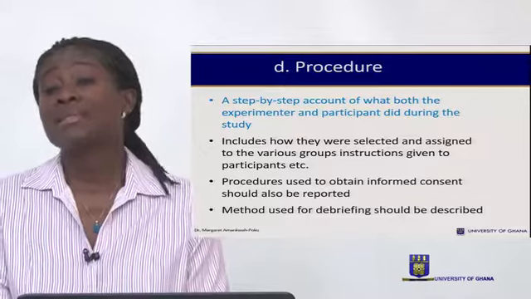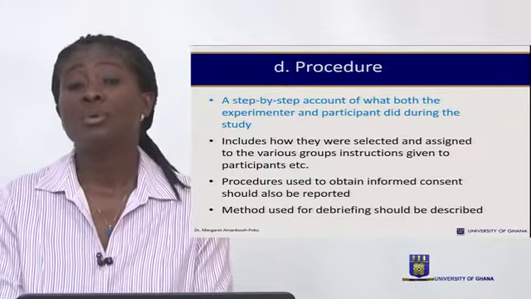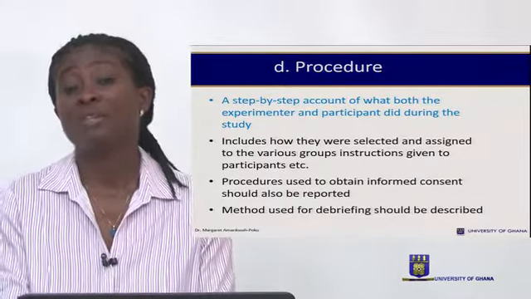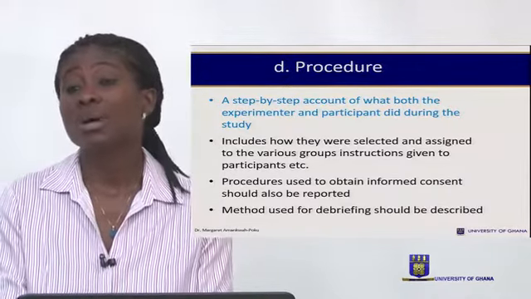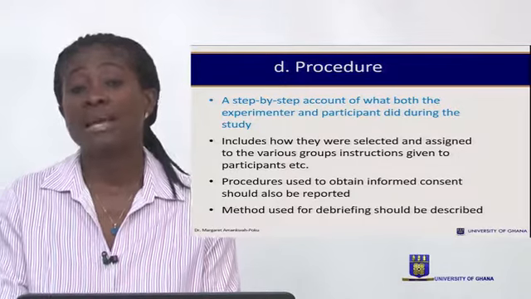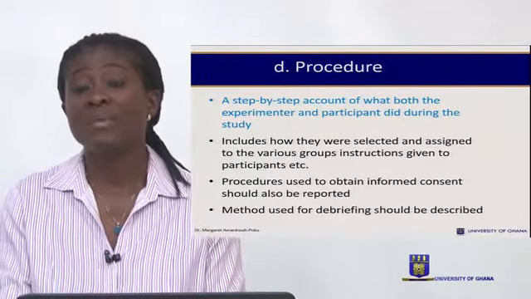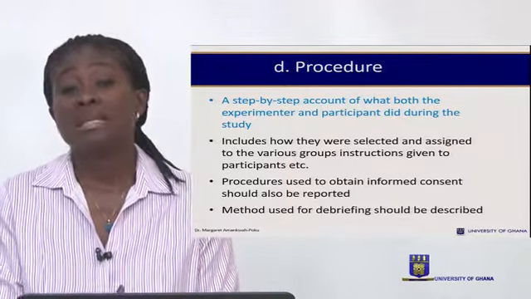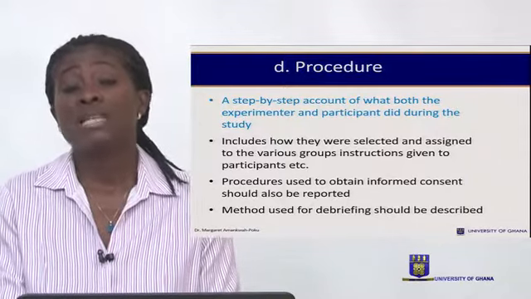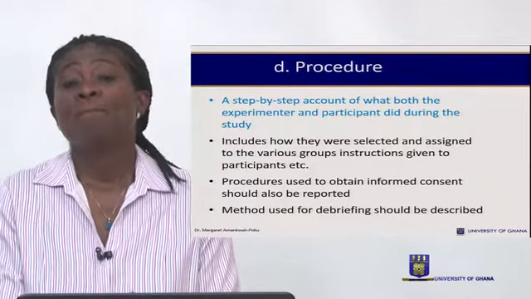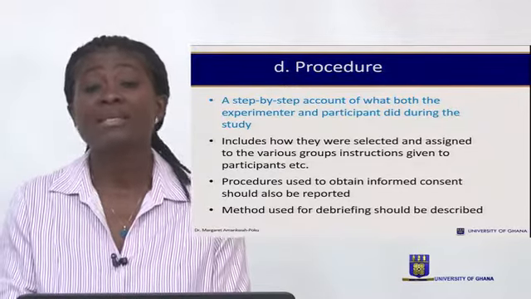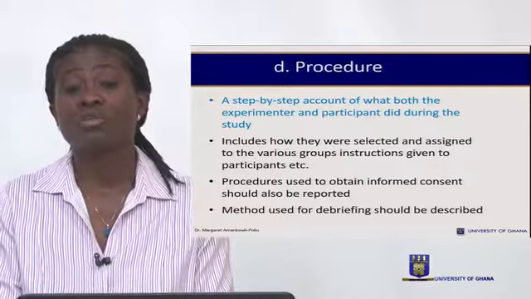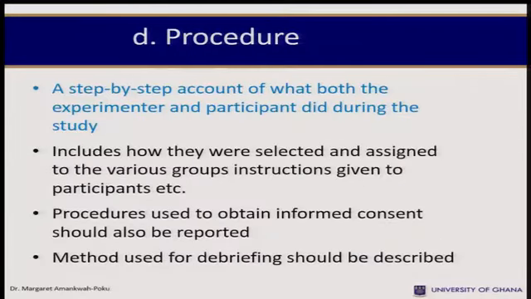So in this subsection, you talk about how you recruited your participants, how many of them you recruited, and then whether you assigned them into groups, how you assigned them, did you randomly assign them, etc. And then the steps you took in terms of obtaining informed consent, and if you used questionnaires, how you administered the questionnaires, etc. So a step-by-step account as to how you collected your data.